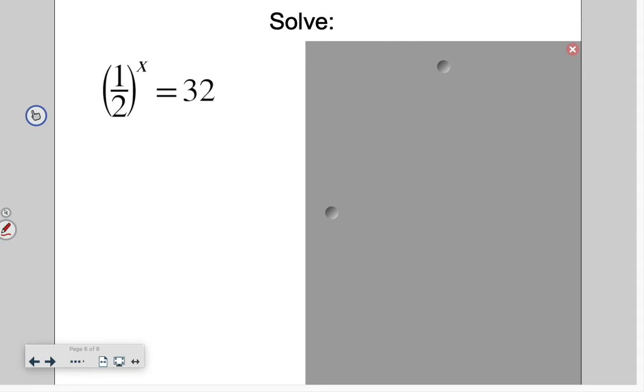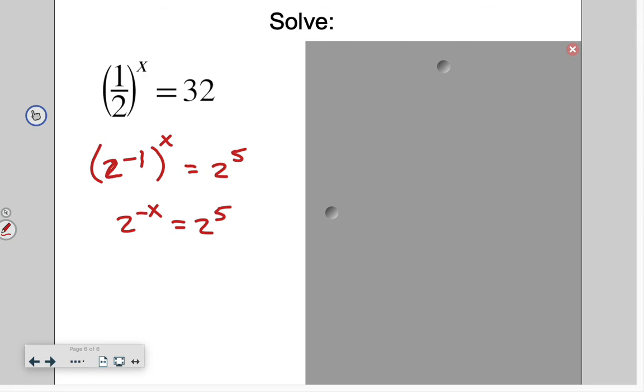2 to what power is a half? This is really just 2 to the negative first power, which is then raised to the x. 2 to what power is 32? Turns out to be 5. And again, if you're not sure off the top of your head, just multiply by 2 until you get there. Power to a power, we multiply the exponents. 2 to the negative x equals 2 to the 5th.